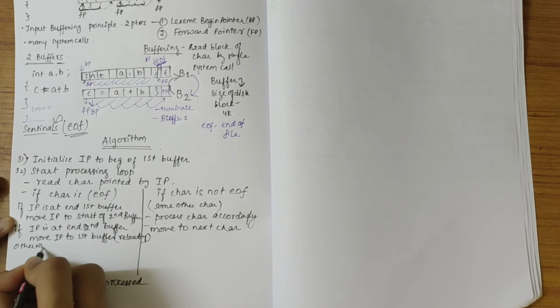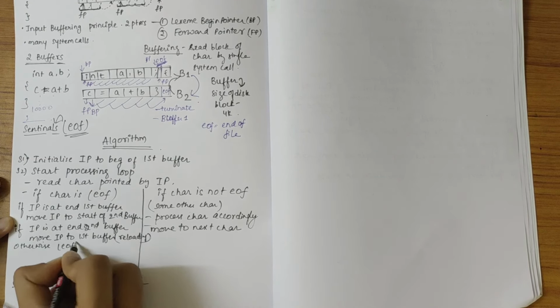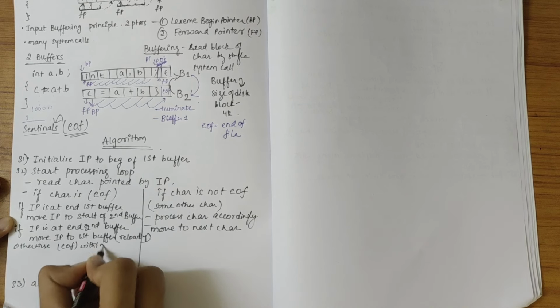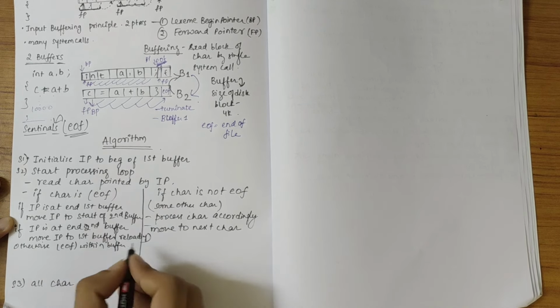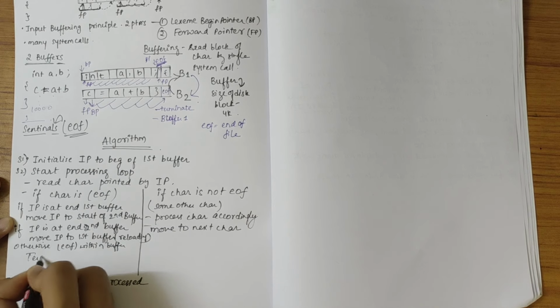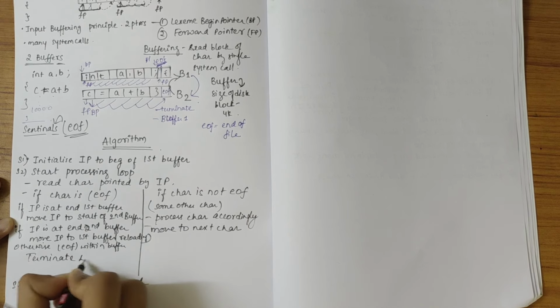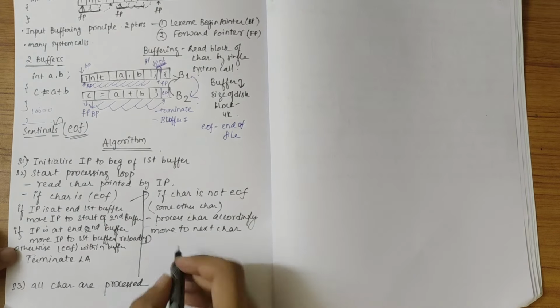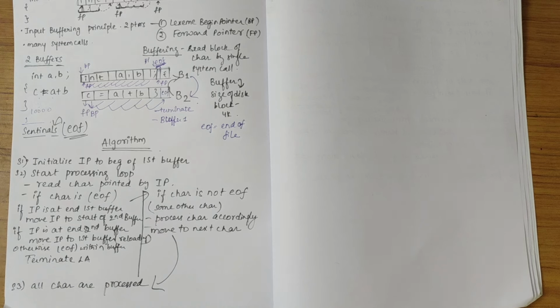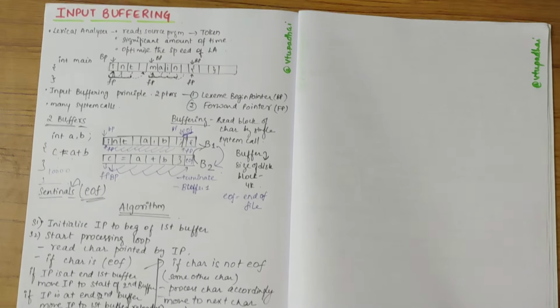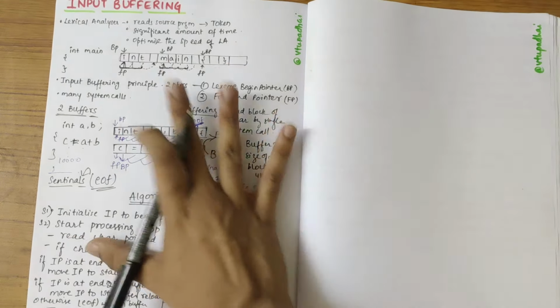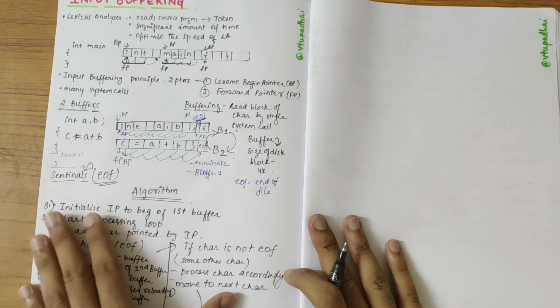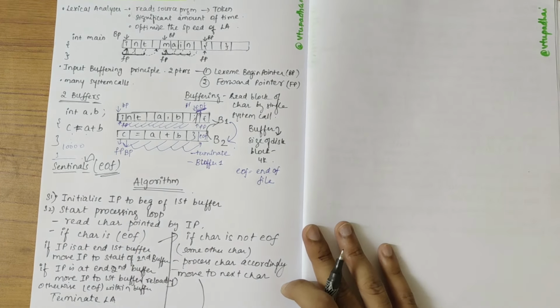Otherwise, if end of file is within the buffer, then we need to terminate the lexical analyzer. So I have written down the algorithm in a pretty simple way in order to understand it. So this was about the input buffering topic, and this is how you can write the algorithm.